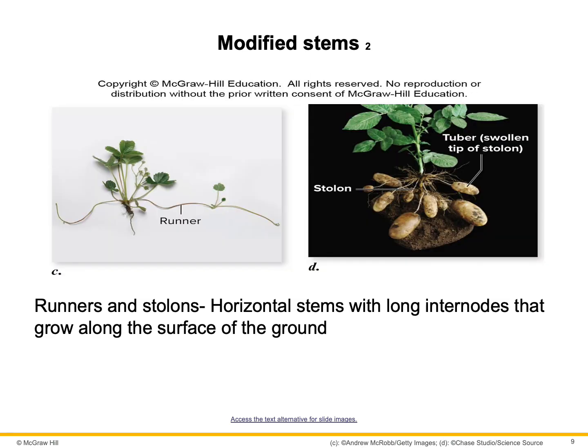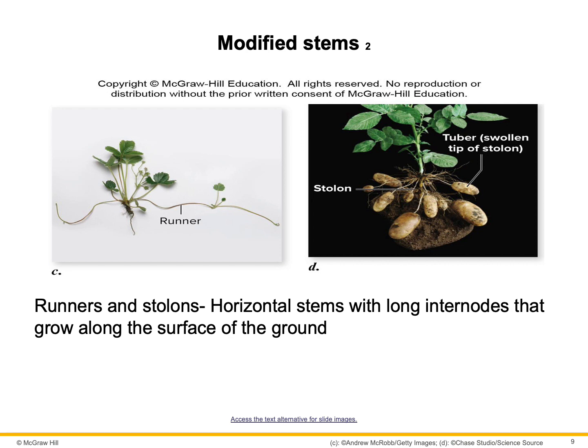The next modified stems that we are going to look at are called runners and stolons. If you ever grow strawberry plants, they produce these horizontal stems with long internodes. Most scientists call them stolons because they are stems with long internodes. So these are called stolons.